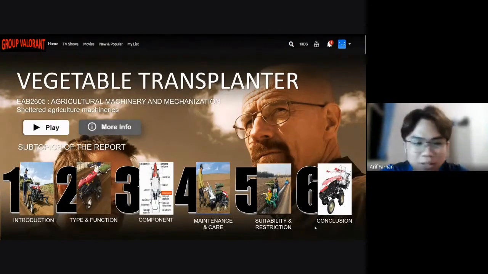So our group will present about vegetable transplanter. So in the subtopics of the report, we have introduction, type and function, component, maintenance and care, sustainability and restriction, and conclusion.